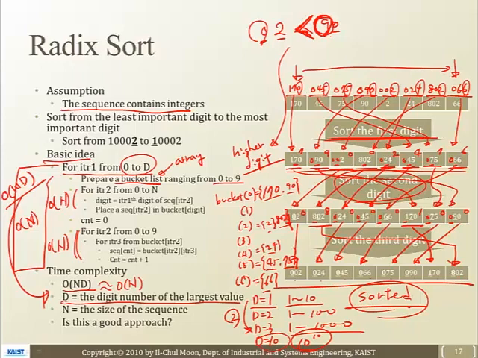So the growth of D with a given range of values is very limited. On the other hand, N can grow to any possible numbers, right? So D is almost a constant, and N is the actual variable. So by multiplying constant and variable, what we are going to have is the order of N.